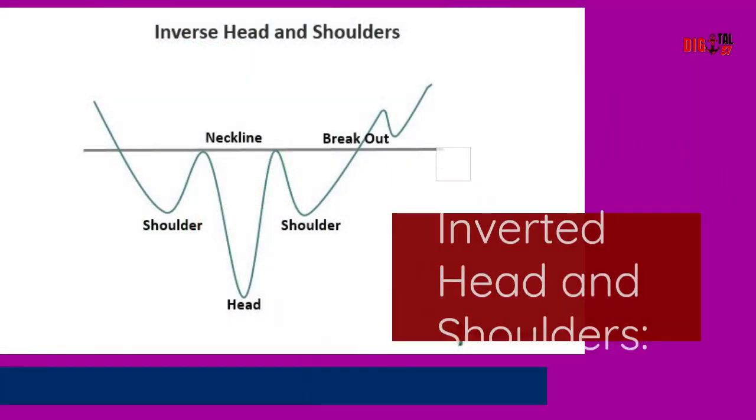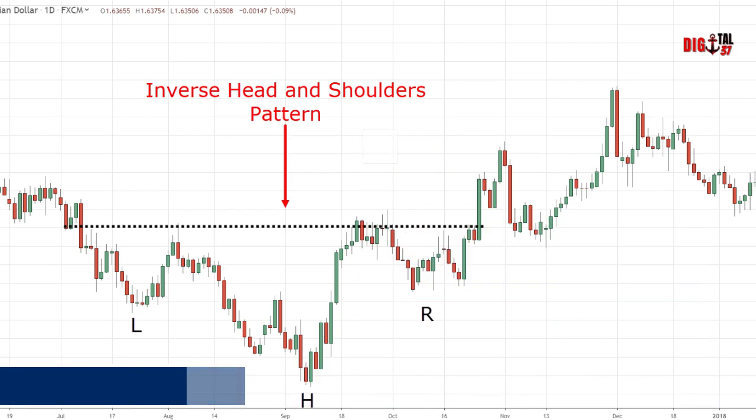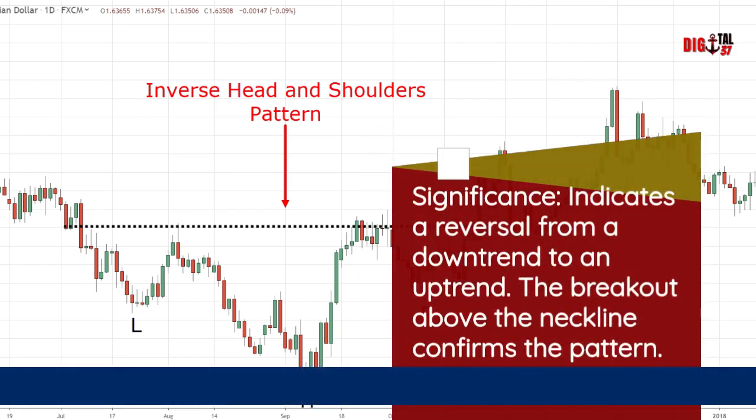Inverted head and shoulders. Description: 3 lows forming a pattern resembling a head and shoulders in an inverted position. Significance: indicates a reversal from a downtrend to an uptrend. The breakout above the neckline confirms the pattern.